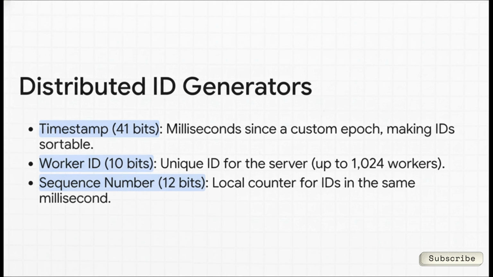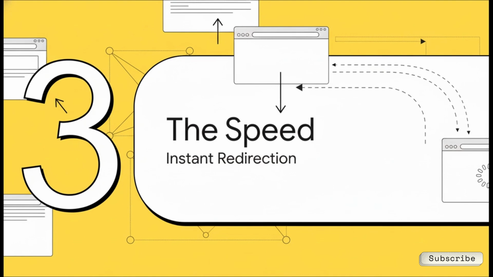No coordination, no bottleneck. This is how you generate millions of unique IDs per second. It's just brilliant. So awesome. We've figured out how to create links at an incredible scale. But what about the other side of the equation? What happens when people actually click on those links, which it turns out happens way, way more often?